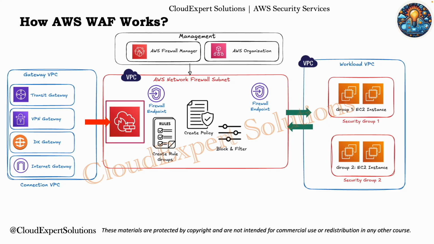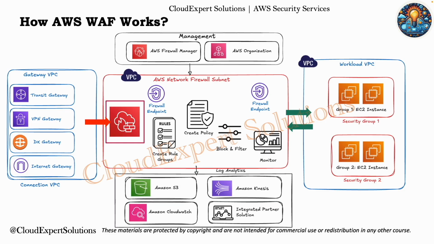integrate with AWS Firewall Manager for centralized management and AWS Organizations for multi-account management. You can also configure monitoring using AWS CloudWatch. And if you need log analytics or if you want to analyze the firewall log, then you can export firewall logs to Amazon S3. And for centralized log, you can use Amazon Kinesis Firehose, or if you have any partner solution for log analytics, you can integrate them as well.